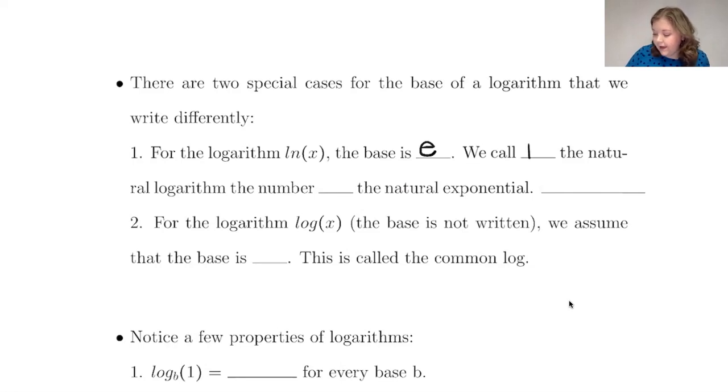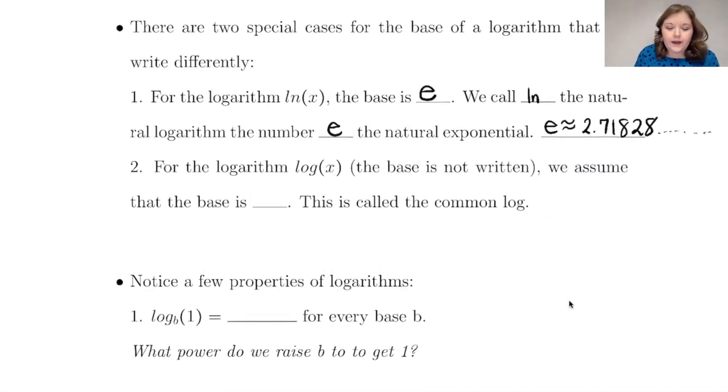So ln, or natural log, is called the natural logarithm, and the number e is called the natural exponential. And e is approximately equal to 2.71828, but it goes on forever like pi does. So those numbers would keep on appearing in an unpredictable order.